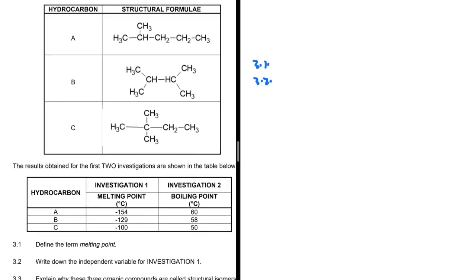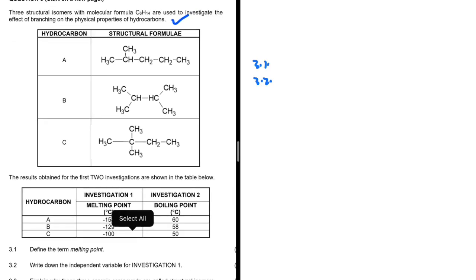So investigation 1. Obviously, we are investigating the effect of branching. And then in our case, the physical property happens to be melting point. So is branching the independent variable or is melting point the independent variable? We have to define what it means to us when we answer these questions.